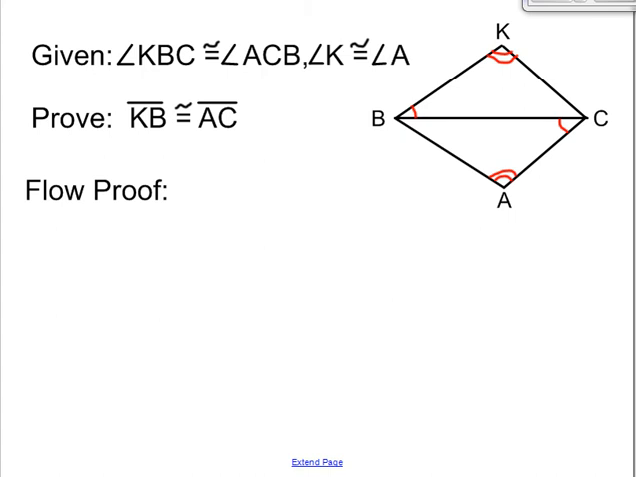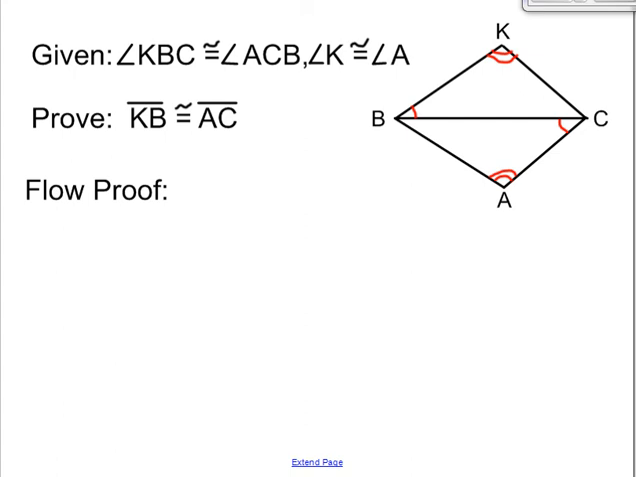So let's do that real quick. I'm given two triangles here, okay? And in those triangles, they're adjacent triangles. They share a side. And I'm given two congruent angles, okay? I'm told that angle KBC is congruent to angle ACB, and angle K is congruent to angle A. And you can see those that are marked on the diagram to the right. So I have two congruent angles.